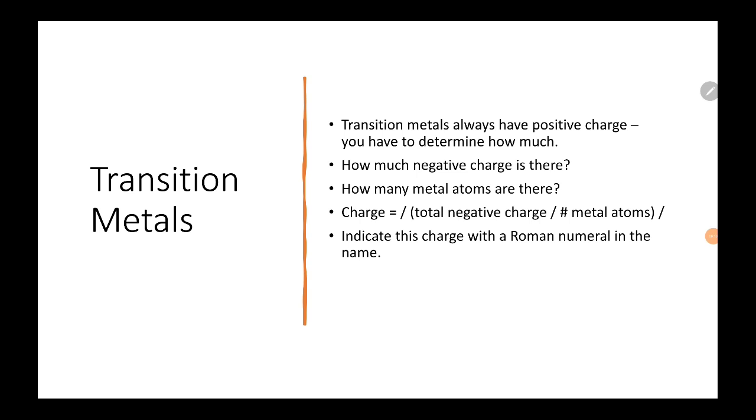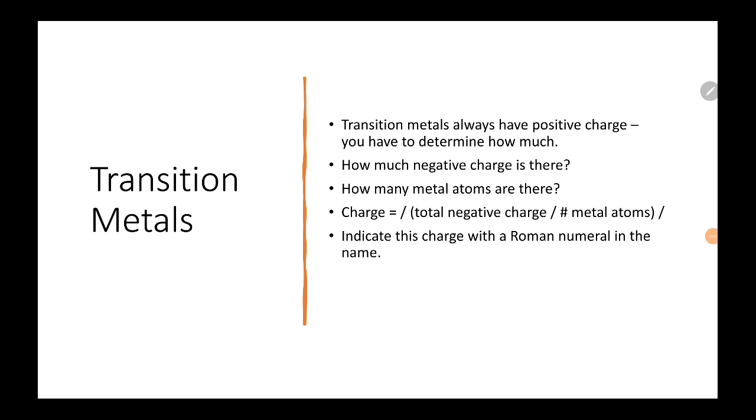The way you want to go about this is to first determine how much negative charge is there. You should always be able to determine by what ion is there and how many of those ions are there, the total amount of negative charge. Then you ask yourself, how many metal atoms are there? The charge on the metal atoms has to be the total negative charge divided by the number of metal atoms, because that will tell you the charge on the metal atoms sufficient enough to cancel out all of that negative charge.